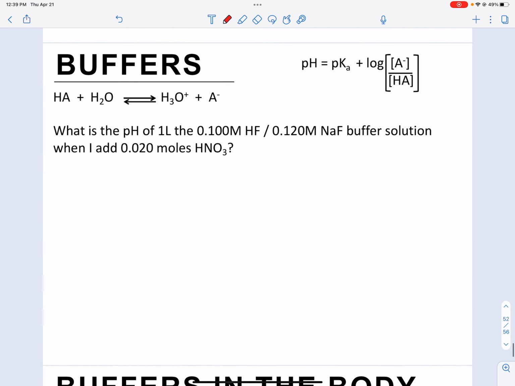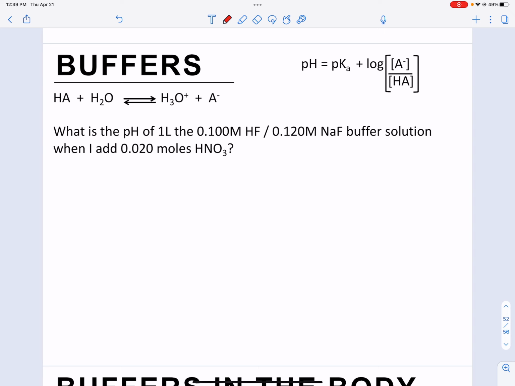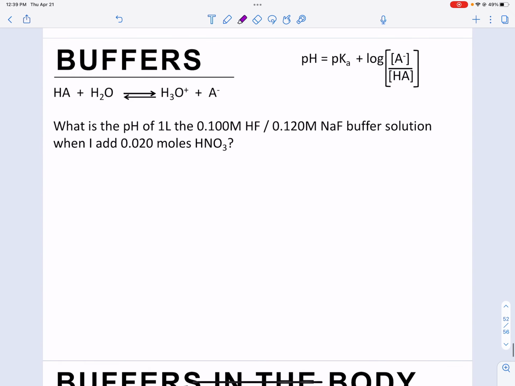The last part, since we've already looked at what happens when you add base, now we're going to look at what happens when you add 0.02 moles of HNO3. And if you go to that big chart that has a bunch of acids and bases and their strengths listed on it, you will see that HNO3 is a really strong acid.